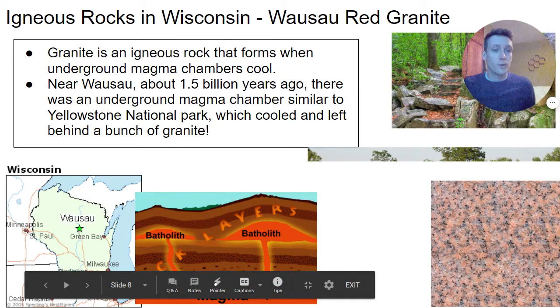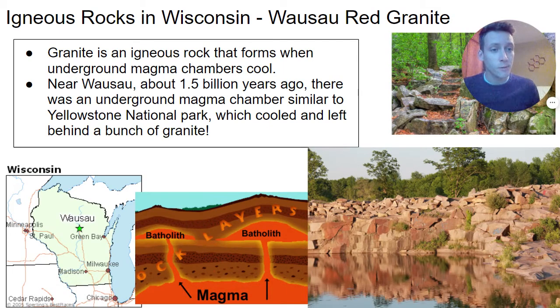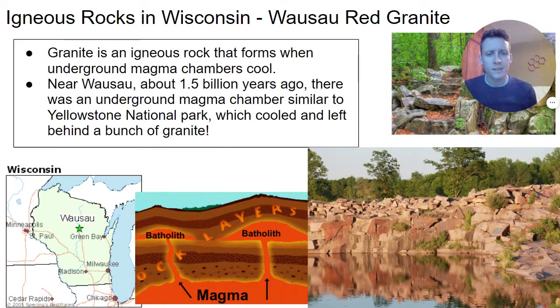A famous rock type that you can find in Wisconsin. In fact, it is our state rock, Wausau red granite. A long time ago, 1.5 billion years ago, there was an area of Wisconsin that was sort of like Yellowstone National Park. It was where magma got pretty close to the surface. It caused some geothermal activity near the surface.